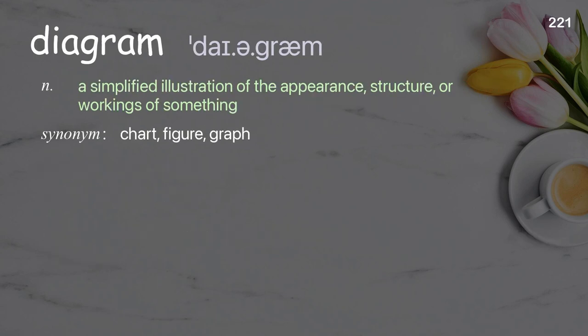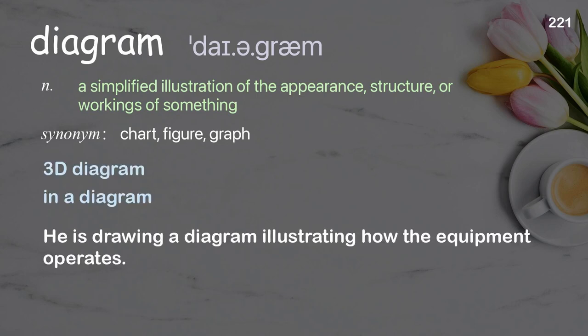Diagram. A simplified illustration of the appearance, structure, or workings of something. Examples. 3D diagram. In a diagram. He is drawing a diagram illustrating how the equipment operates.